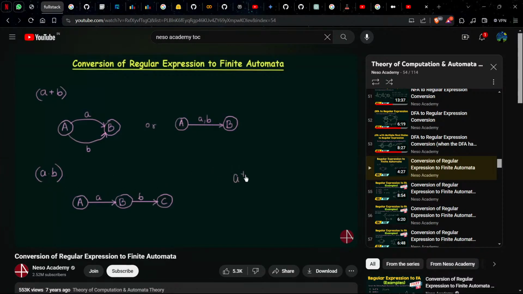Okay, now we can see another expression that is a star, closure of a, which we have already studied. So if you have expressions of this form, the way we represent it is very simple. Take a state and let it go to itself on getting that input a.